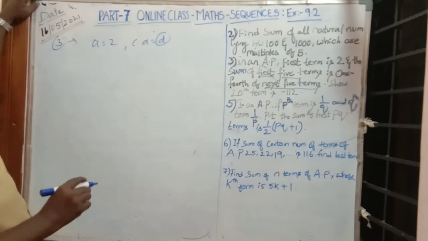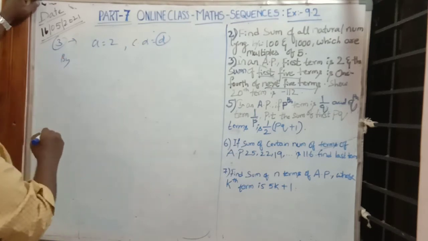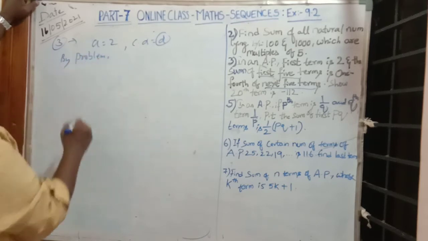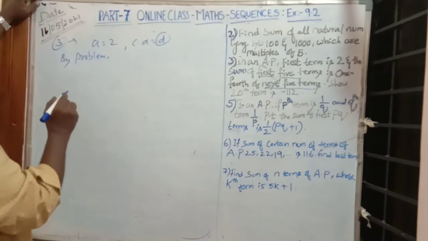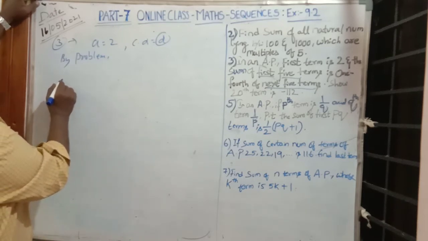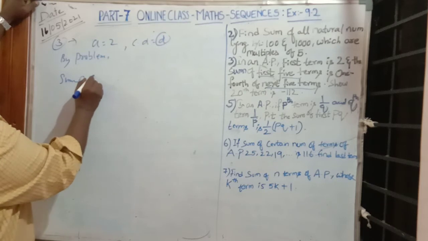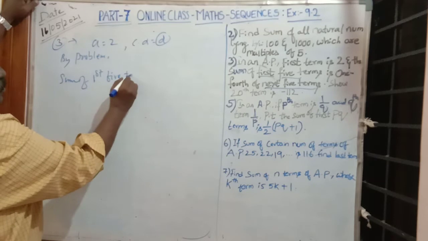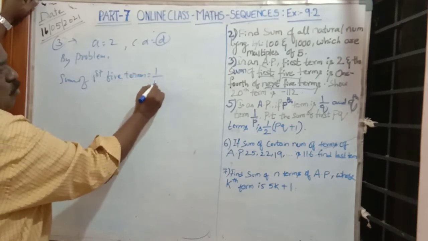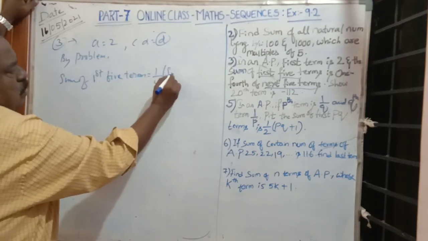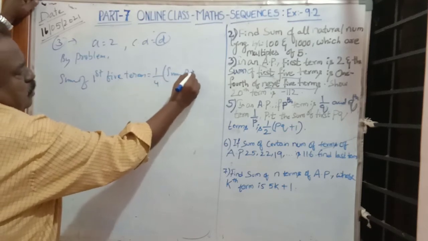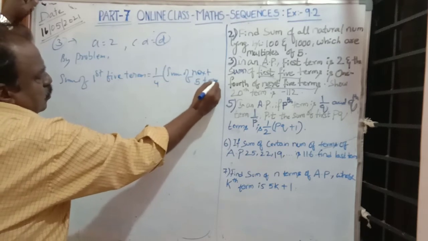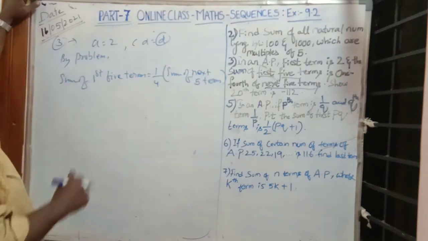Now, by the problem, what is given in the problem? The sum of the first 5 terms is equal to 1/4 of the sum of the next 5 terms.